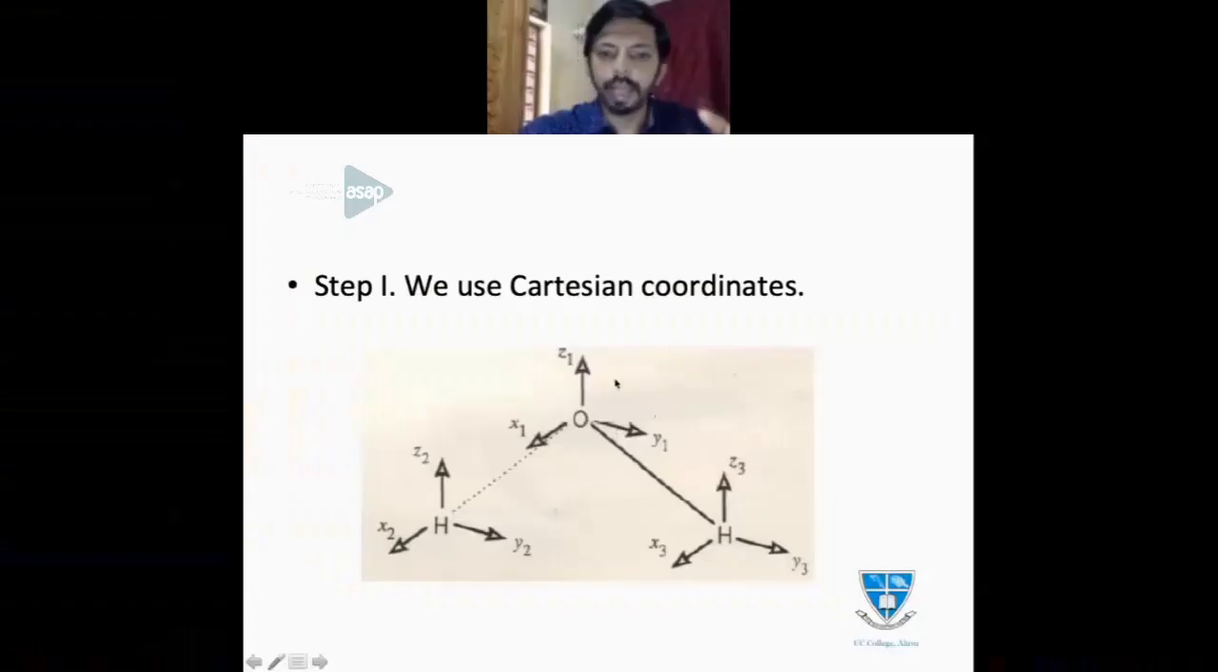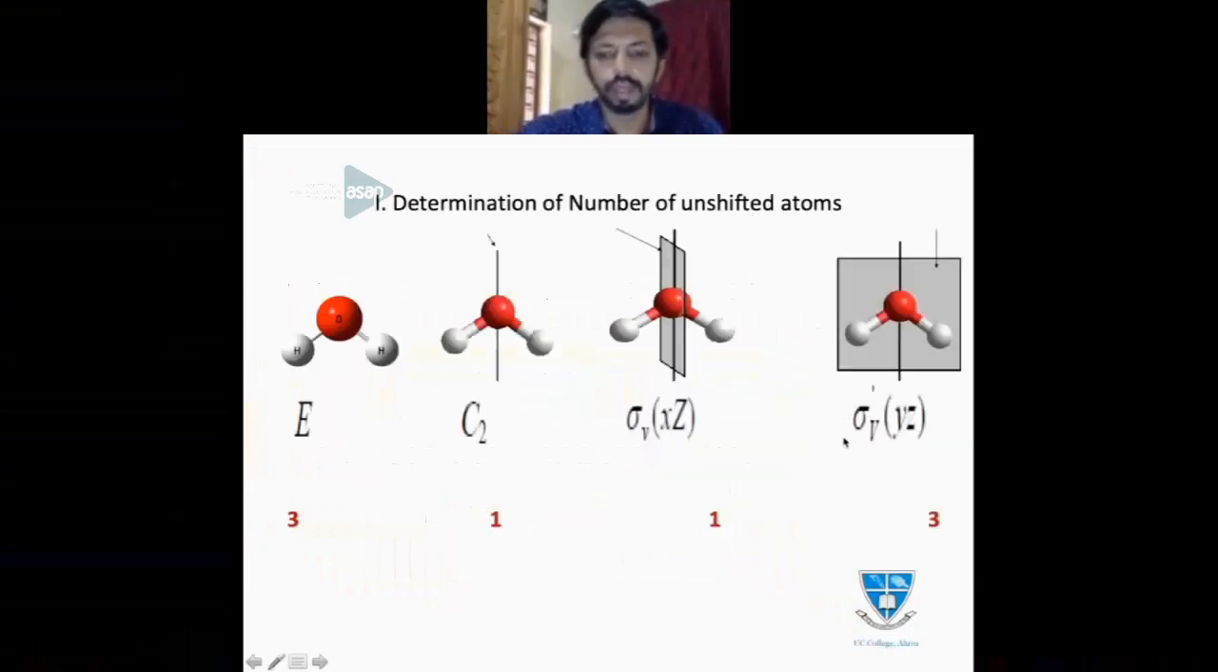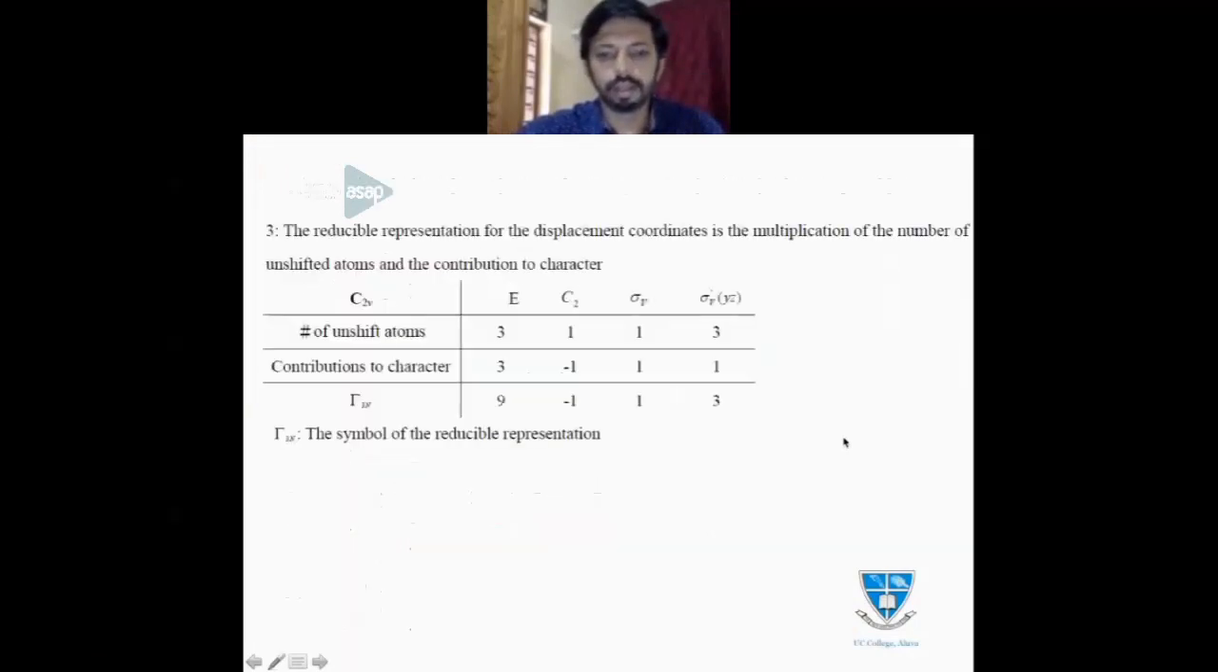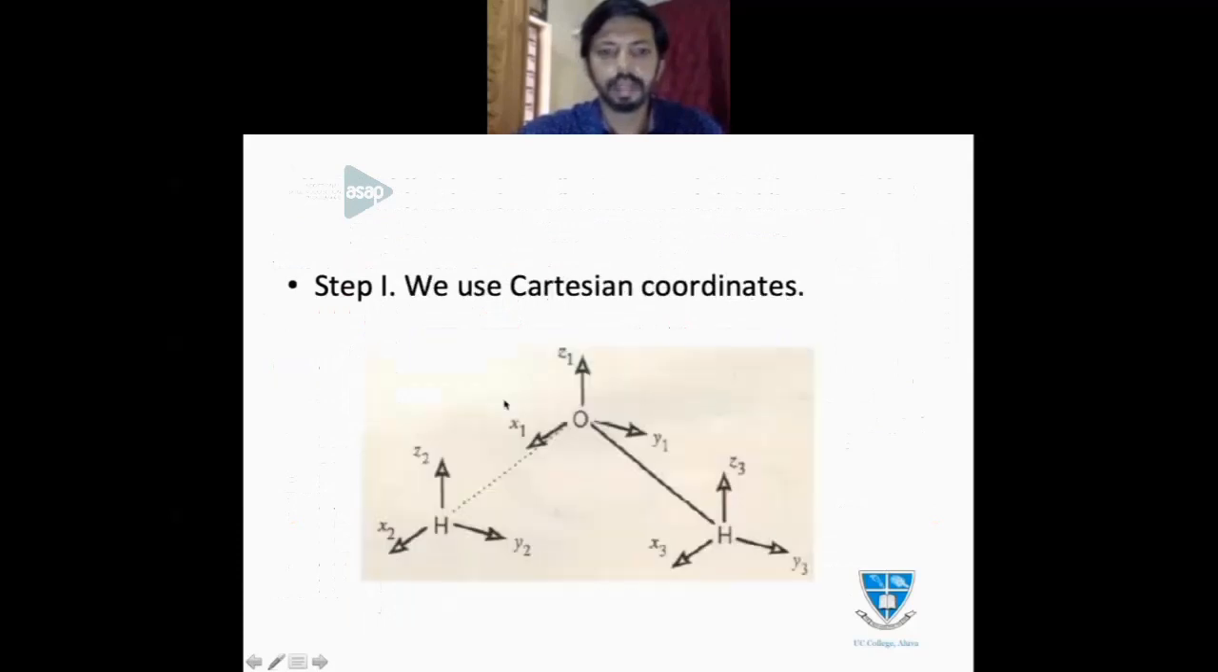Here, in the case of E, all 9 coordinates are not shifting, so the reducible representation under E will be 9. And in the C2 operation, we can see that the hydrogens are shifting, so all of their coordinates are shifting. So these coordinates are not contributing, and only these coordinates are contributing.